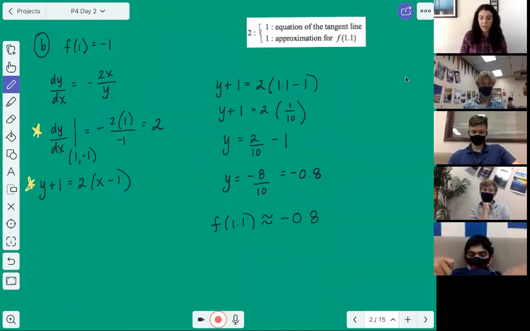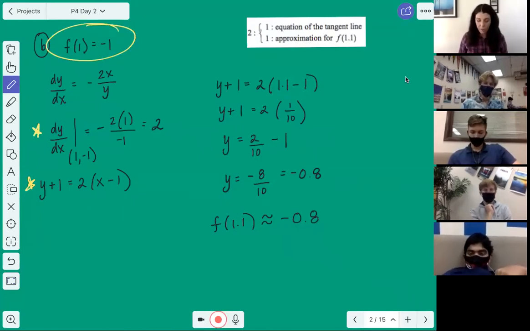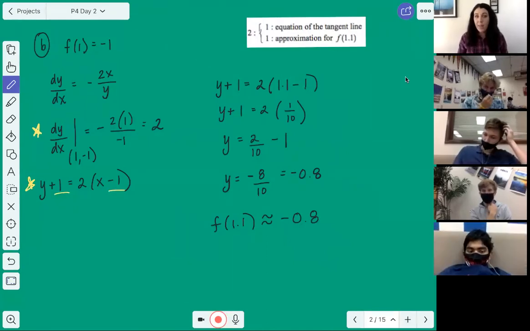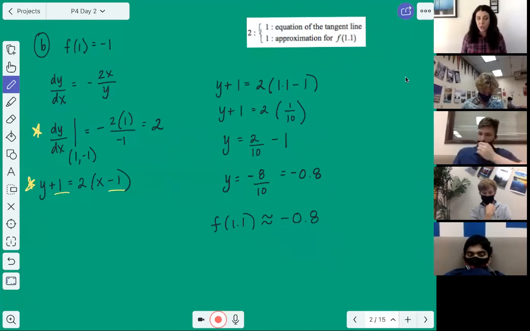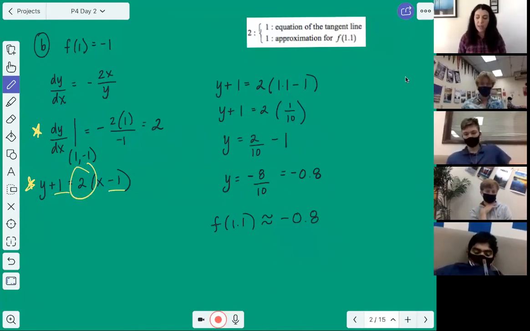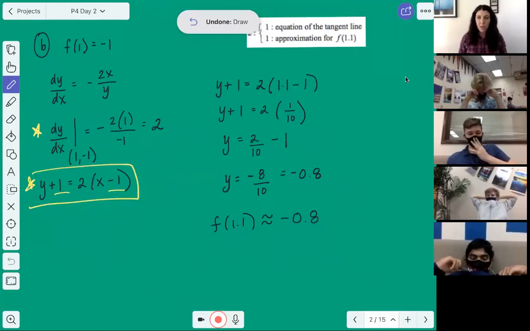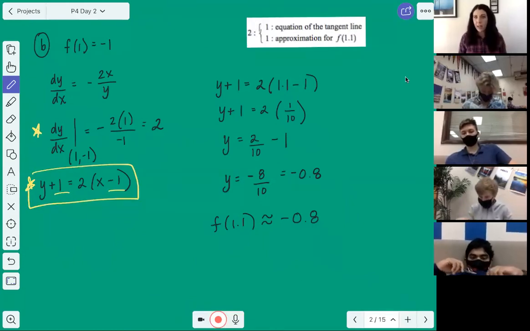The first point technically comes from your equation of a tangent line. They've given us our x and our y value back in our given, right? It said f of 1 equals negative 1. So those go here, y plus 1 and x minus 1. And then we found our slope, and our slope was 2. It would be incorrect to write a slope of negative 2x over y. Our slope is specifically the slope at the point 1, negative 1, which we found to be 2. This is your first point, provided you have the line above it. If you don't have the line above it, you have 0 points out of 2. So our first point is y plus 1 equals 2 times x minus 1.